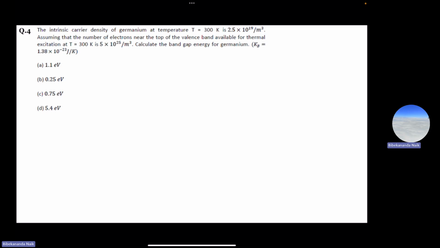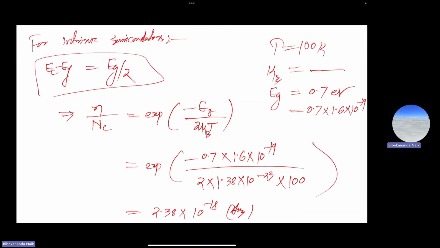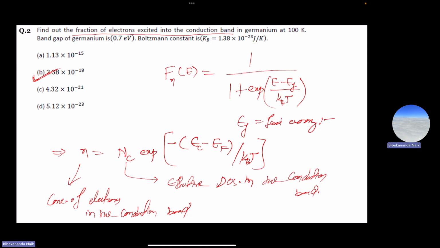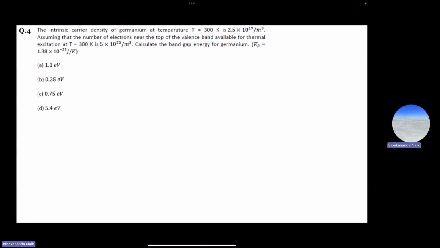So the question is pretty much similar to the previous question that we had solved. The question was to calculate the fraction of electrons excited into the conduction band, and the band gap was given and the temperature was given. But here the intrinsic carrier density is given, and the number of electrons available in the valence band for thermal excitation, that value is also given. We need to find out the band gap energy of germanium.